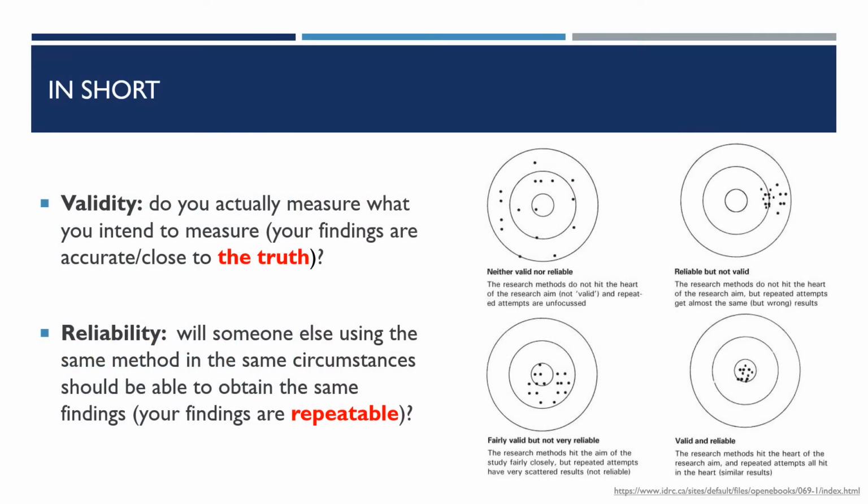In short, validity is about answering the question of whether we actually measure what we are intending to measure, whether our findings are accurate or close to the truth. Reliability is a little bit different. We are concerned about the reproducibility of our study, whether someone else using the same method in the same circumstances would be able to obtain the same findings as ours.